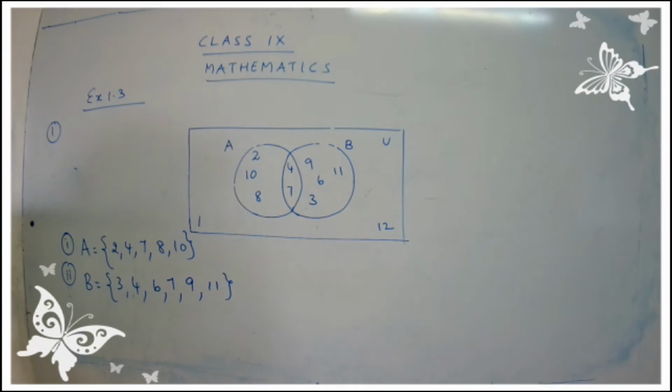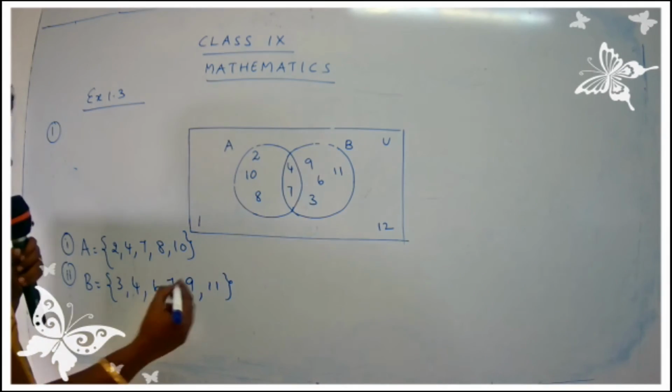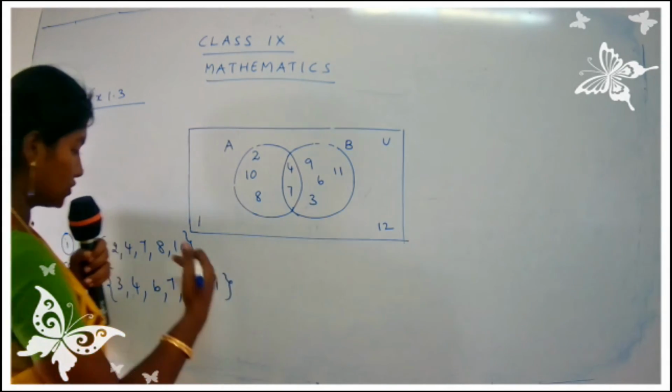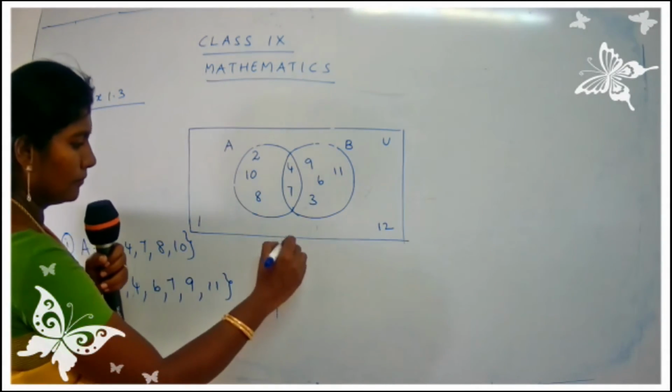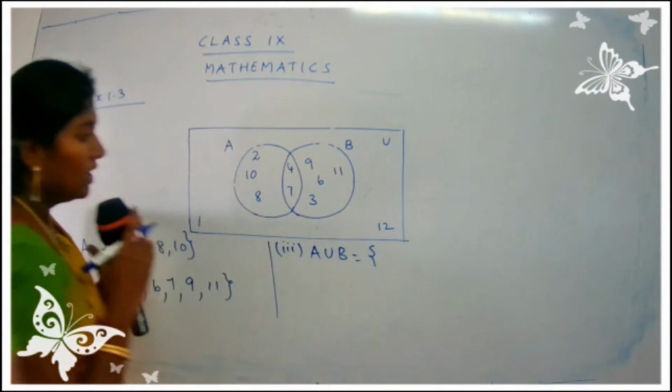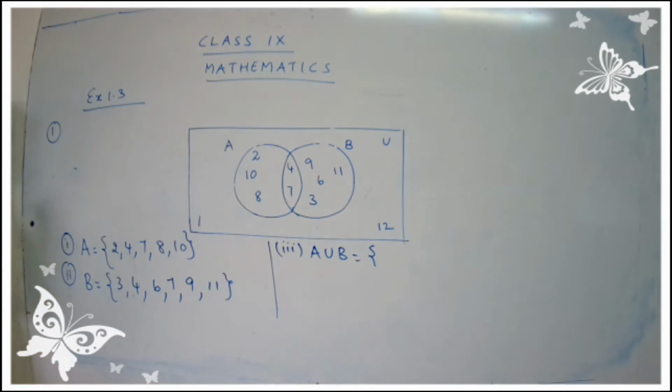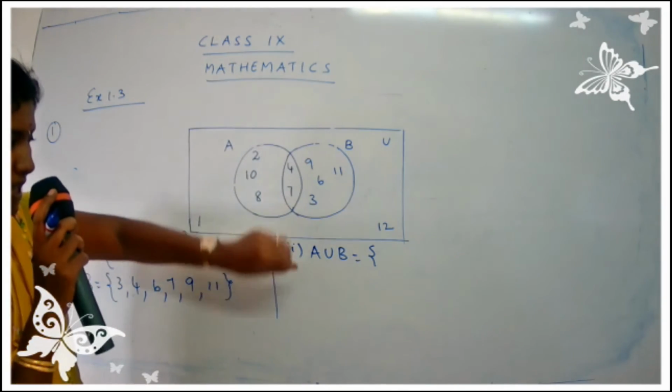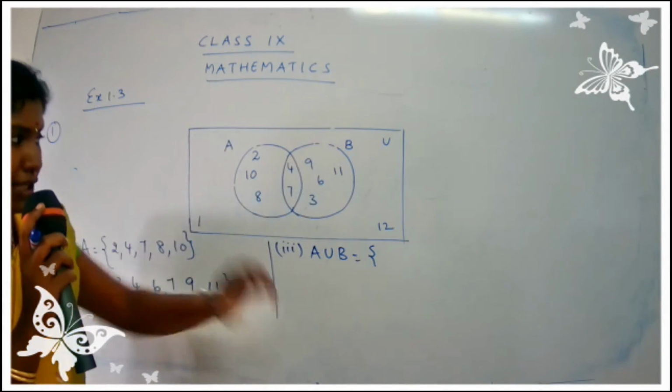Now let's go for the third one. It's A union B. It's very easy, children. This is very, very easy. Let's write the third one. You can just go on writing one below the other, children. I'm just continuing here. A union B. What do you mean by union, children? Remember, recollect the word union. Union means writing A and B together. You're going to bring A and B together. So you have to write down the elements of A and write the elements of B together.